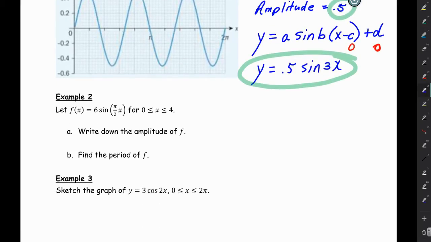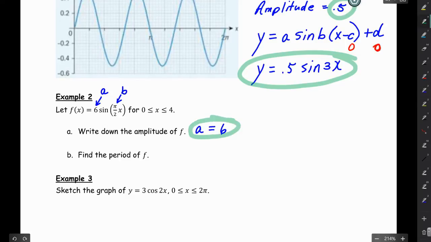All right, let's take a look at example 2. Let f of x equal 6 sine pi over 2 x, where x is between 0 and 4. Write down the amplitude. Whenever you see write down on an IB exam, it means that you can look at the equation and know the answer. There is absolutely no work. This is the value of A, our amplitude, and this is the value of B, our number of cycles. So A is just 6.